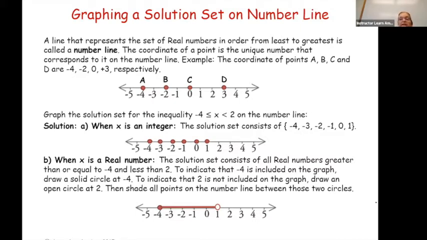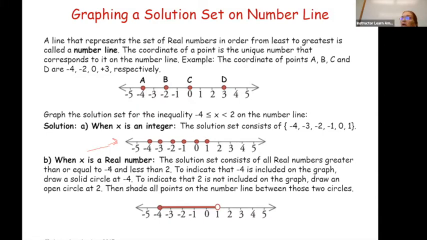So for instance, if you look at this number line here, the points that are indicated in red correspond to coordinates of -4 for A, -2 for B, 0 for C, and 3 for D. Now, if we wish to graph the solution set on a number line for an inequality, we can look at it when x is just an integer. So if we want just integers between -4 inclusive and 2 not being included, we would have -4, -3, -2, -1, 0, and 1. And those are shown right here on the number line as individual discrete points.